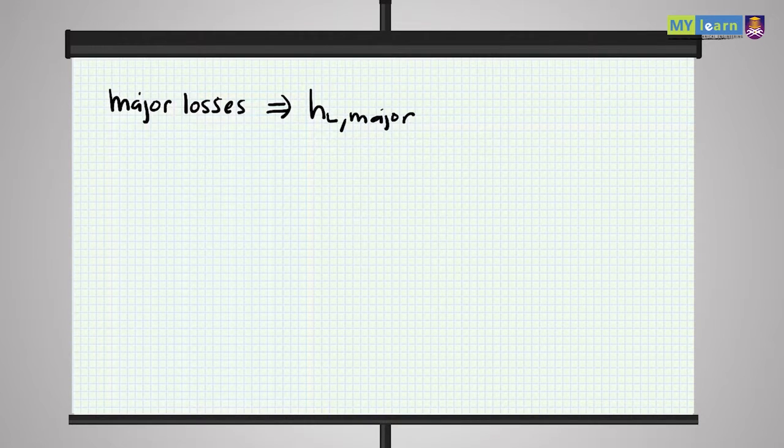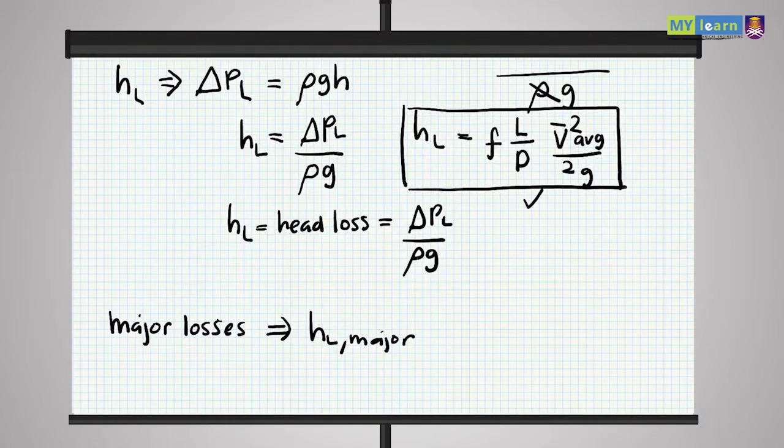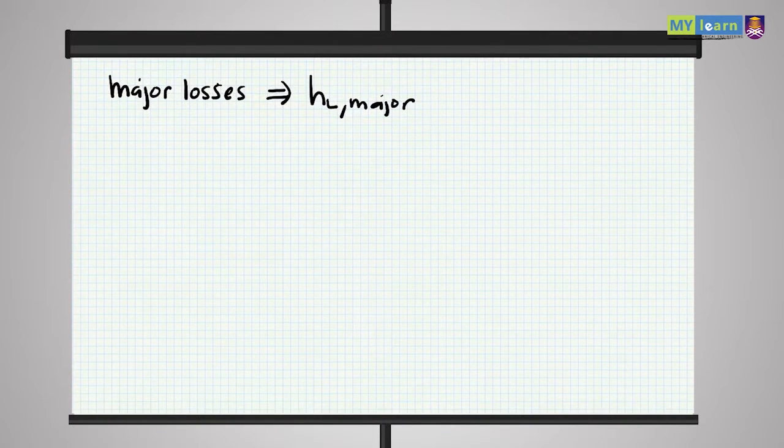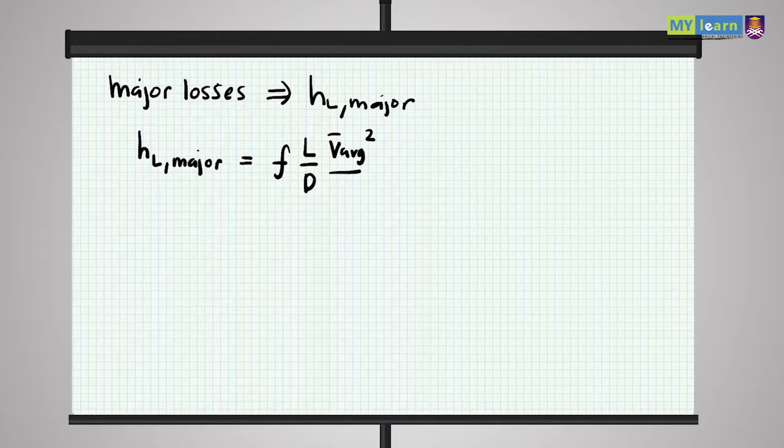So for HL major losses, we already discovered that major losses is HL major, and for major losses we will use this equation fully. So HL major will be equal to FL over D V average square over 2G. What about minor losses? For minor losses, we don't have to use any friction factor, and we have to use something called KL, and KL is equal to the loss coefficient.